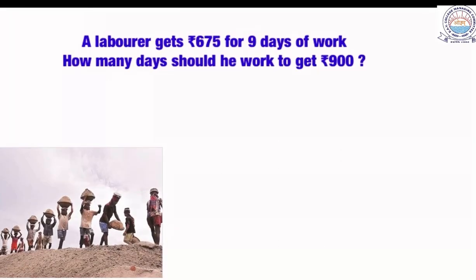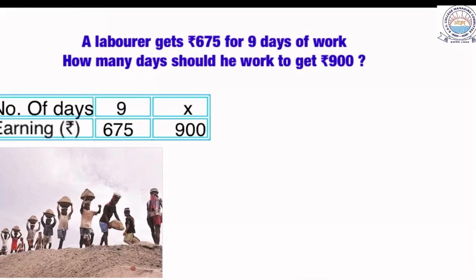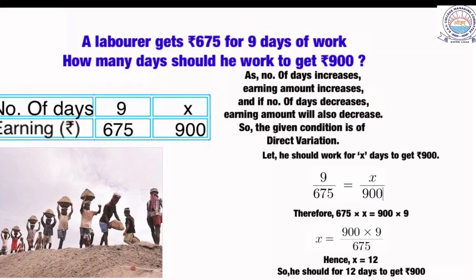Let us solve our next problem. A laborer gets rupees 675 for 9 days of work. How many days should he work to get rupees 900? First of all, let us make a table for number of days and earnings. As the number of days increases, the earning amount increases. And if the number of days decreases, the earning amount will also decrease. So, the given situation is of direct variation. As we have solved earlier, by that method, we get x is equal to 12. So, he will work for 12 days.